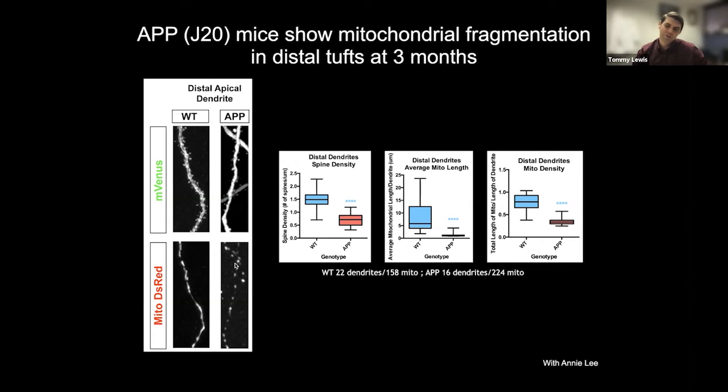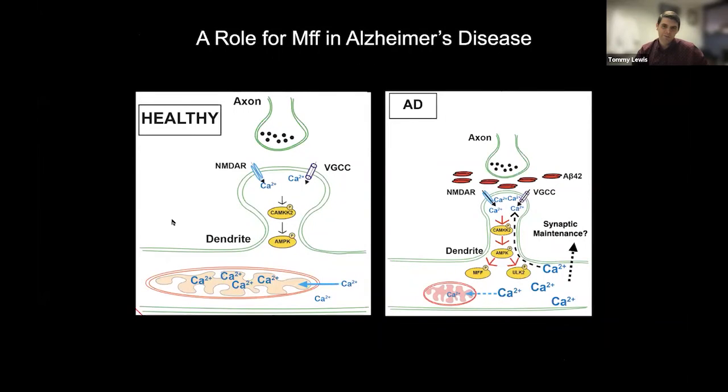And of course, we would also like to look at other mouse models of Alzheimer's disease. As you guys may know, there is no actual really great mouse model of Alzheimer's disease, but there are multiple models that we could check this in and try to see if this is a universal feature of many of these models.